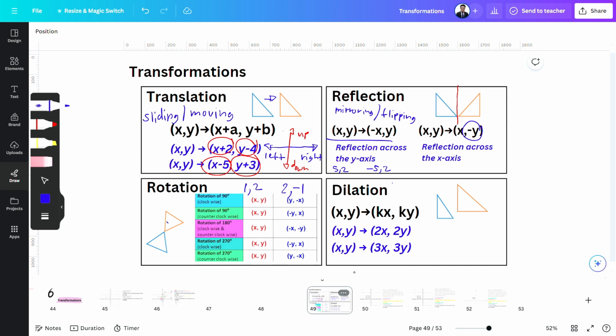Let's say another coordinate is (5, 3). And then it says you have to rotate the figure again. Same thing, a rotation of 90 degrees clockwise. What's the rule? (y, negative x). So our y is 3, and then it's going to be negative x, so negative 5.